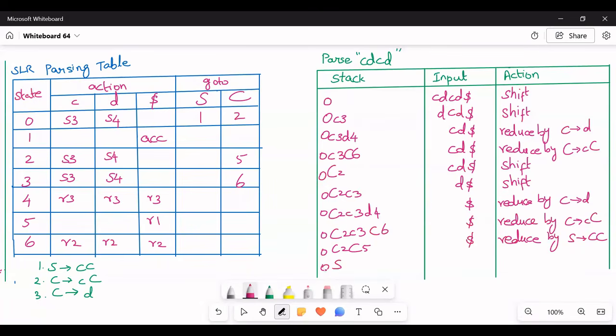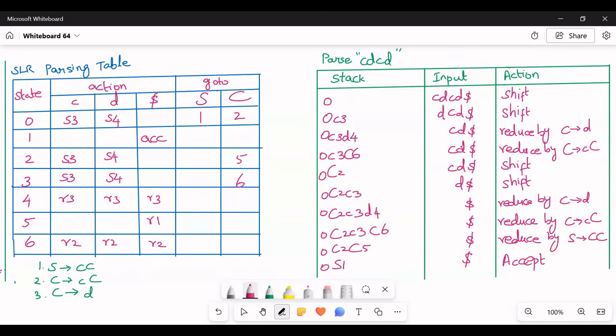So S as well as 0 S, 0 S is 1. So 1. Then here dollar. Now 1 comma dollar. 1 comma dollar is accept. So the action is accept action. So in this example, we are getting shift, reduce and accept actions.